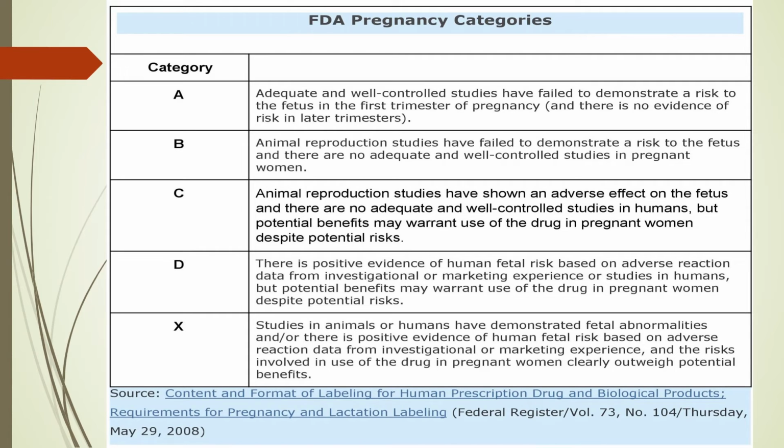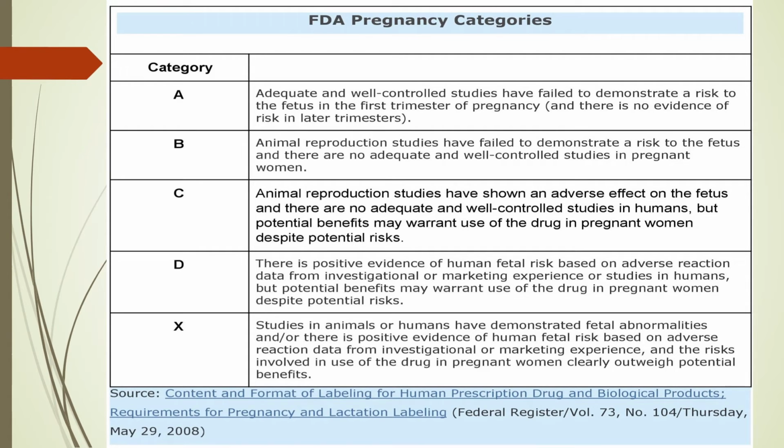Then category D means there is positive evidence of human fetal risk based on the adverse reactions they have found in animals, but there might be potential benefits, so they might consider giving it to a pregnant woman. Then category C is that animal reproduction studies have shown adverse effects on the fetus, and there are no adequate or well-controlled studies in humans, but obviously the potential benefits outweigh the risks.